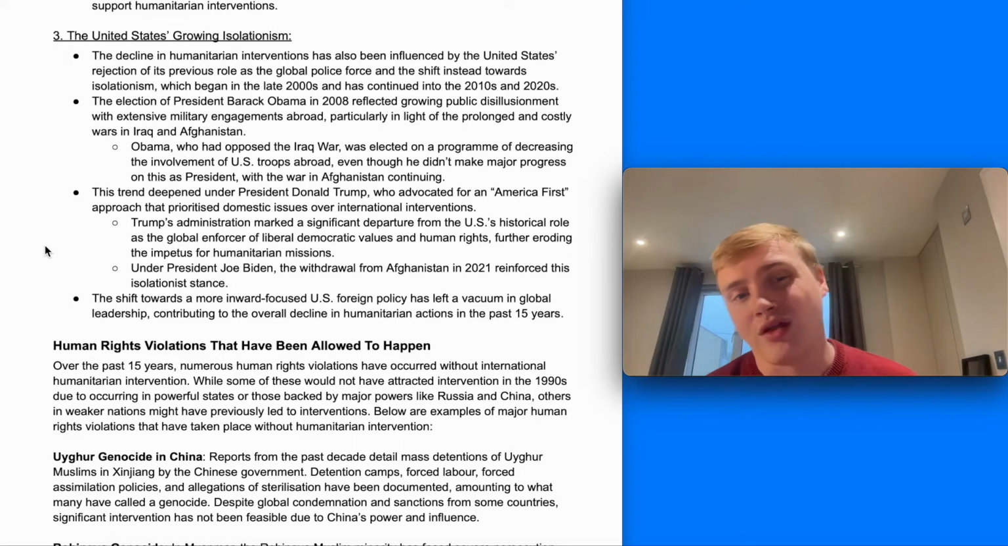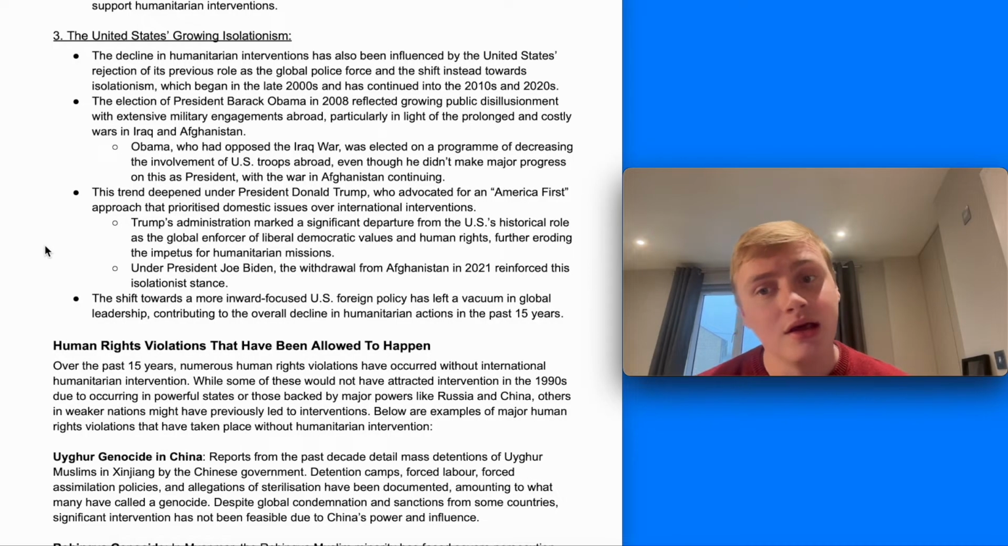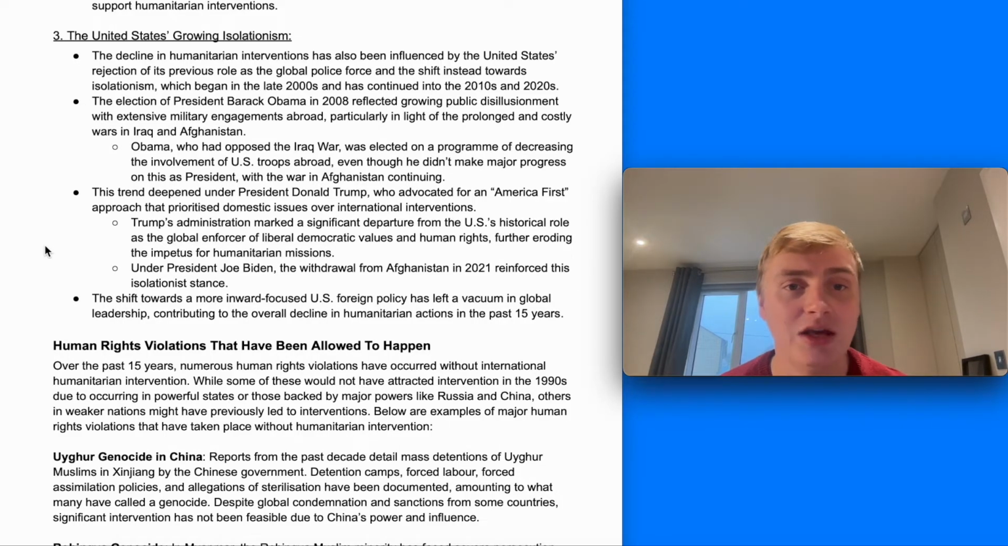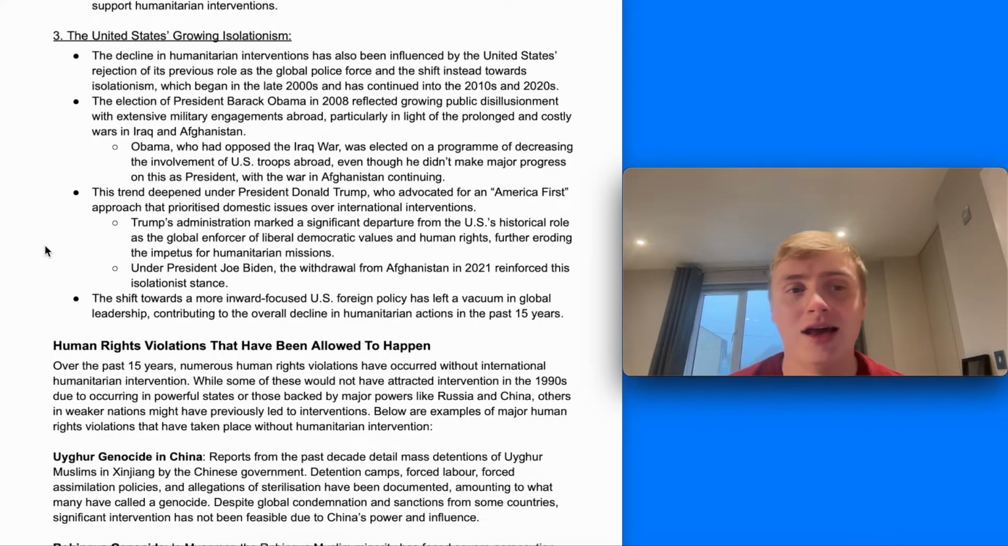So one of the perhaps most central reasons why Obama beat Hillary Clinton in the primary and why he was able to win his first election as well was that he'd originally opposed the Iraq War, which was a view shared by a lot of the US population by that time. Of course, at the start, a lot of them supported the Iraq War. And he was elected on a program of decreasing the involvement of US troops abroad, even though he actually didn't make major progress on this as president.